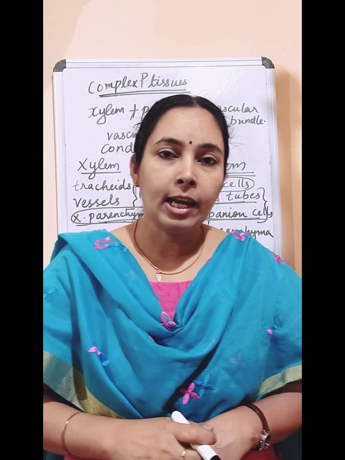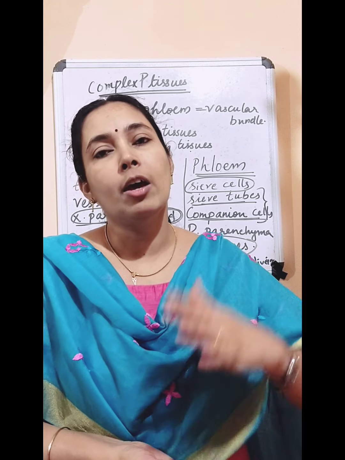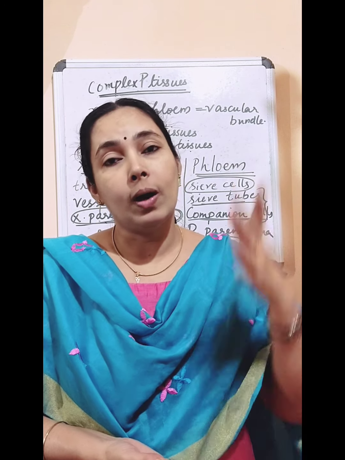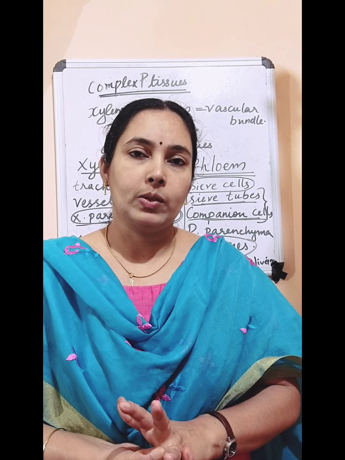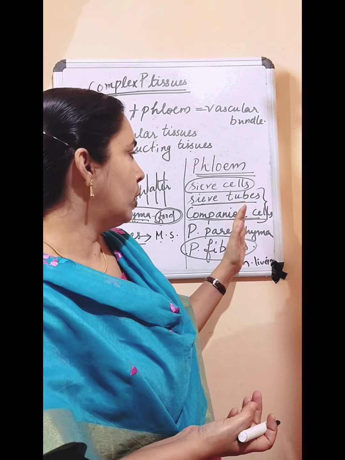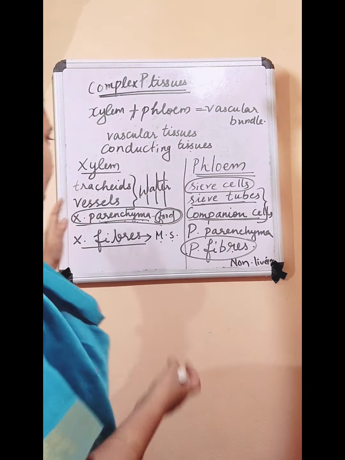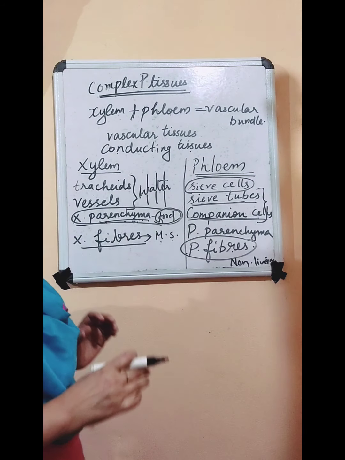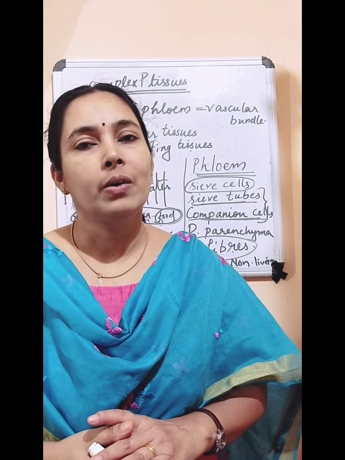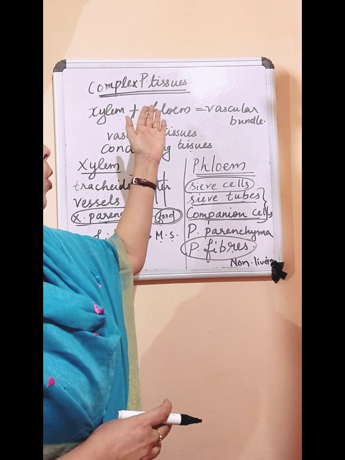And in xylem, only xylem parenchyma is living, all others are dead cells. In phloem, only phloem fiber is a dead cell, all others are living cells. Okay, so all these cells with different structures join together to perform the function of conducting food. And in xylem, all these join together to perform the function of conducting water. Okay, so these are about complex tissues.